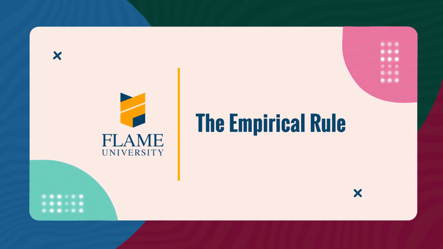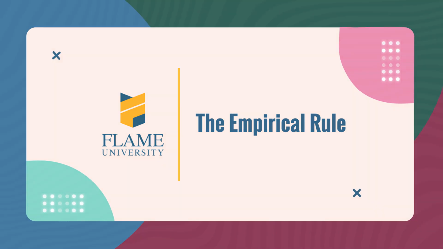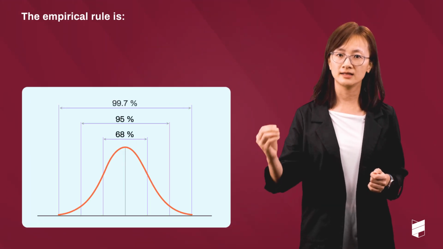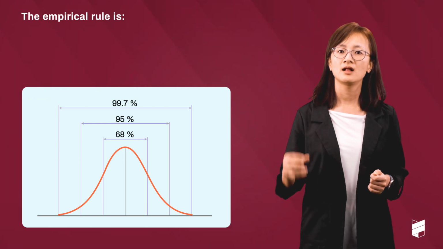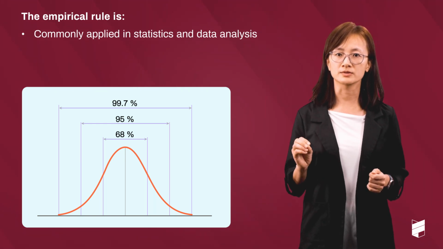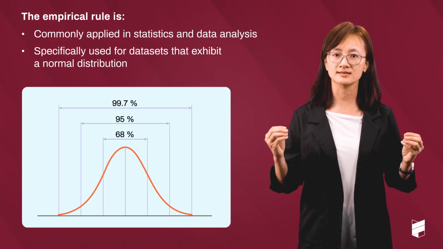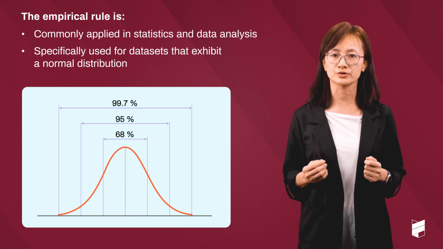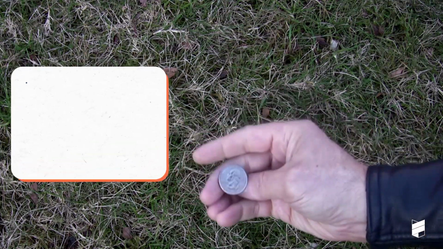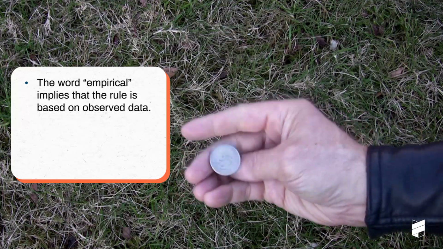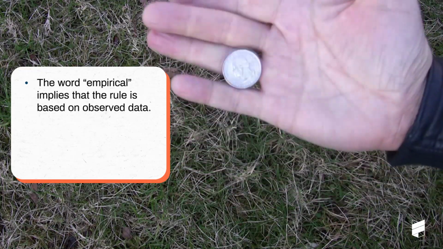The empirical rule. Now it's time to look at the empirical rule. The empirical rule is also known as the 68, 95, 99.7 rule. The rule is most commonly used in statistics and data analysis when dealing with data sets that follow a normal distribution. The word empirical in empirical rule indicates that the rule is based on observed or empirical data.